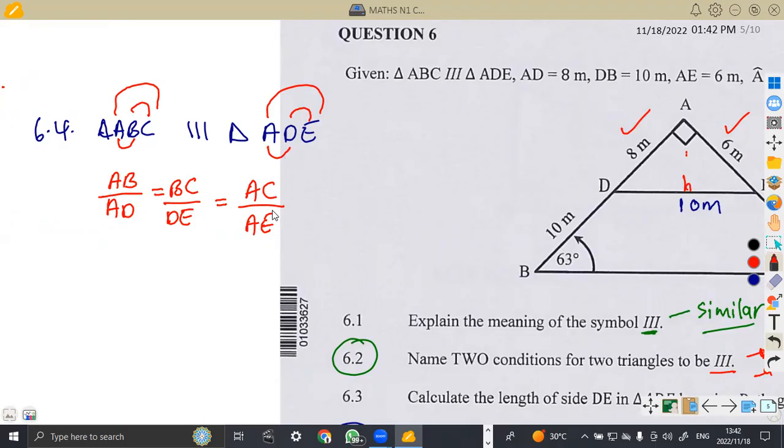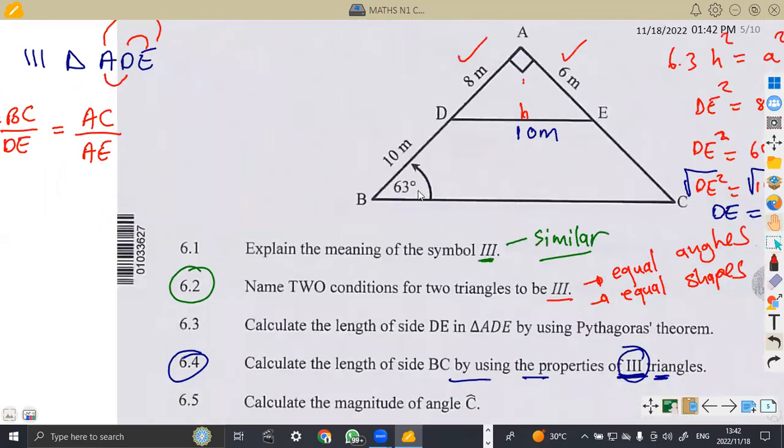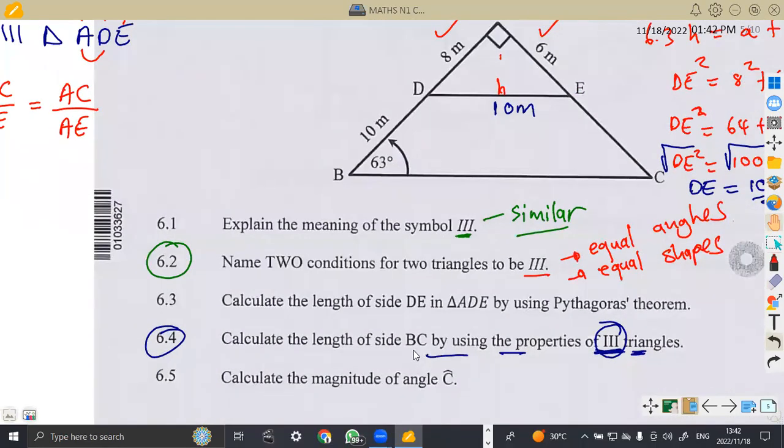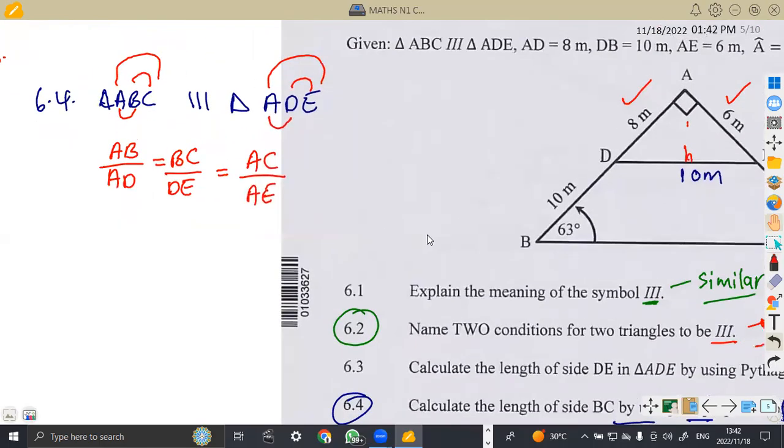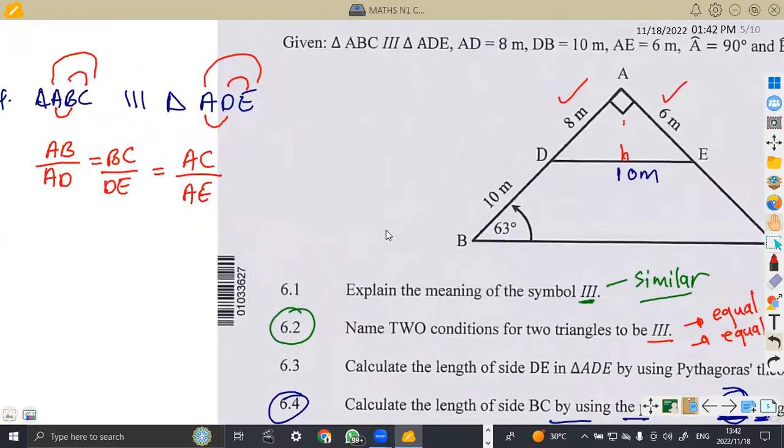And from there, you are supposed to calculate, take note of what you're supposed to calculate. Let's get back to the question. The question is for us to calculate BC. So we are going to substitute the other values so that you can have your BC. Here we are going to compare what we have and what we are supposed to calculate. We want to calculate BC, so this ratio is to be taken: BC over the corresponding side, which is DE.